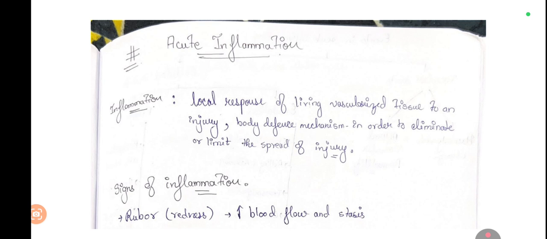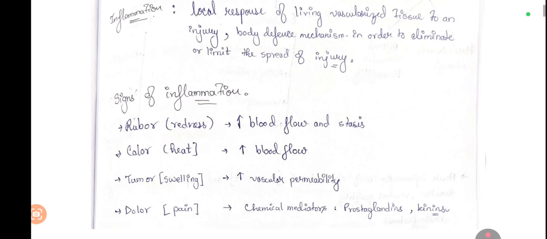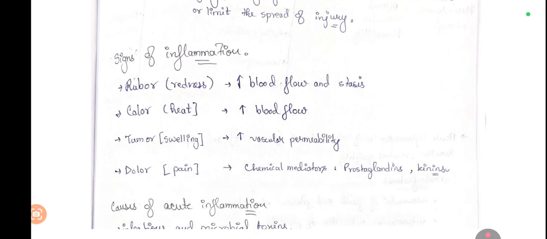So what is inflammation? Inflammation is a local response of living vascularized tissue to an injury. It is a body defense mechanism in order to eliminate or limit the spread of injury. So there are some signs of inflammation, on the basis of which we can say that it is acute inflammation.